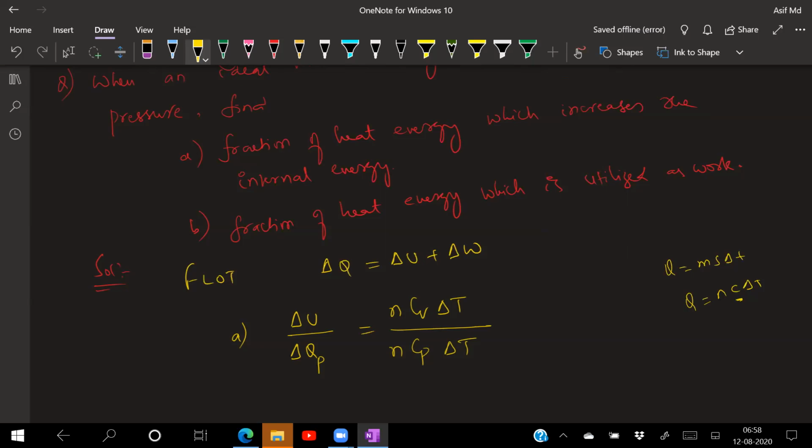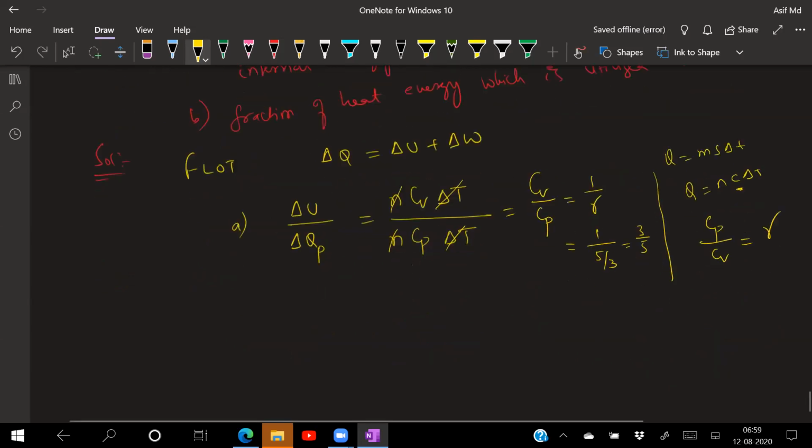Now in this n gets cancelled. Delta T gets cancelled. So this one is how much? CV by CP. CV by CP means 1 by gamma. And the values they're asking here are for monoatomic gas. That's why we'll get 1 by 1.66, that is 1 by 5 by 3. So that will become 3 by 5. Got it? So you can still simplify if it is required in the answer.